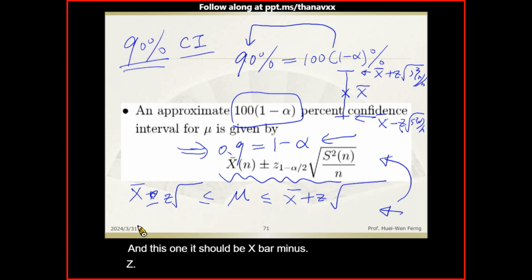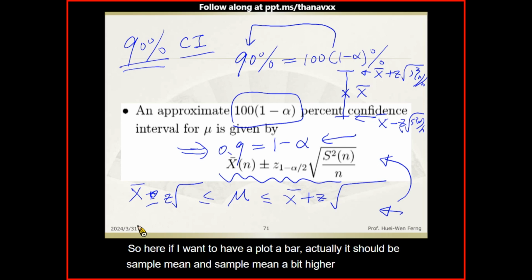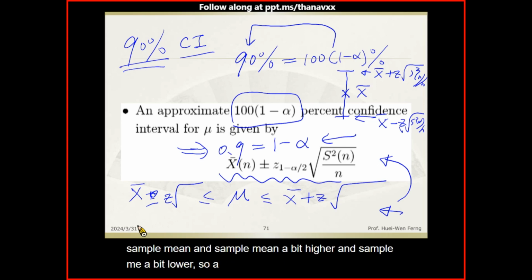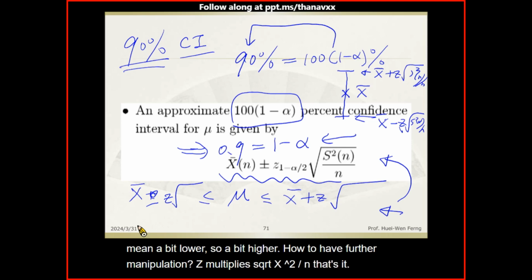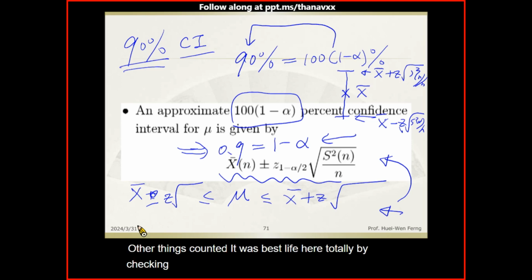So here, if we want to have a plot, a bar, it should be the sample mean, and then a bit higher and a bit lower. So for a bit higher, how do we do the manipulation? Z multiplies the square root of s squared over n. That's it. Well, understand the confidence interval specified here totally by checking the derivation, using the central limit theorem to have the approximation of standard normal. Right?